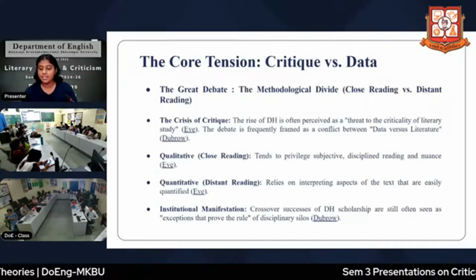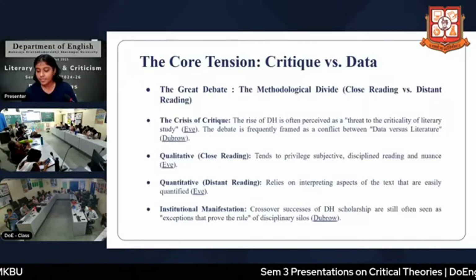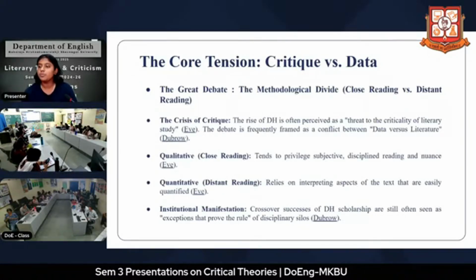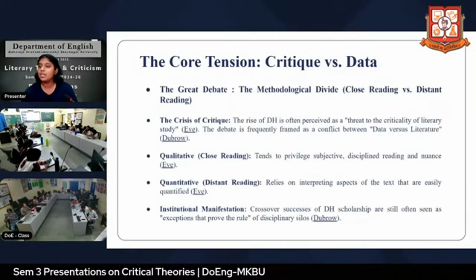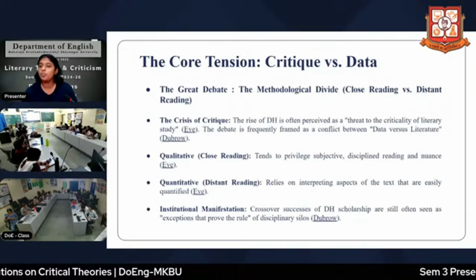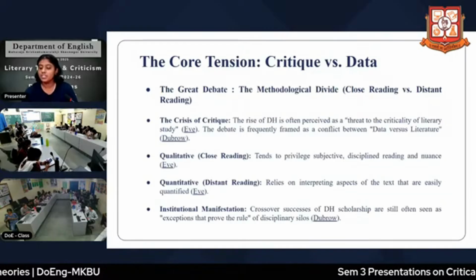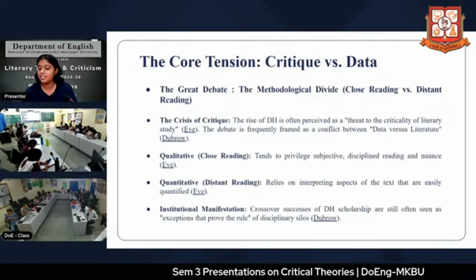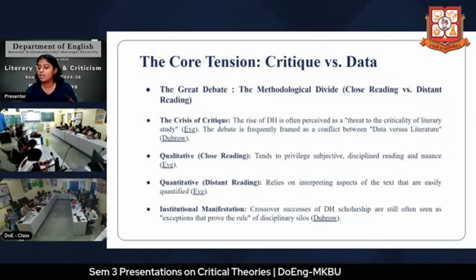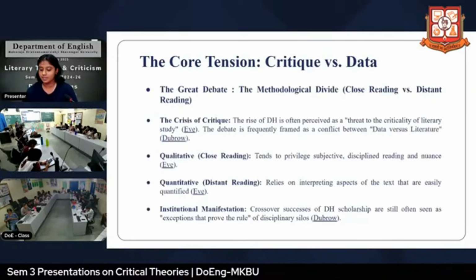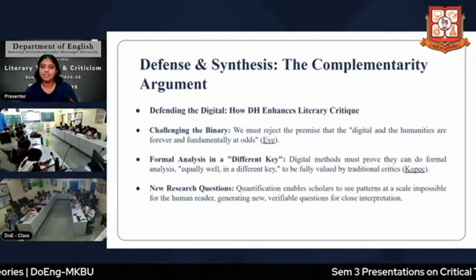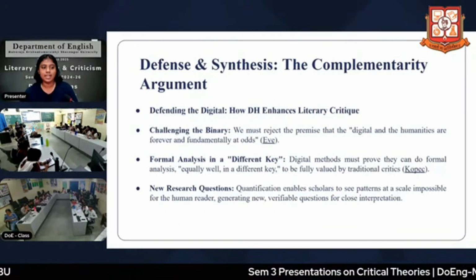And another is distant reading, which is quantitative. It relies on interpreting aspects of the text that are easily quantified. The problem is the institutional silo. A successful digital humanities scholarship is still often seen as an exception. And then defense and synthesis, the complementary arguments.